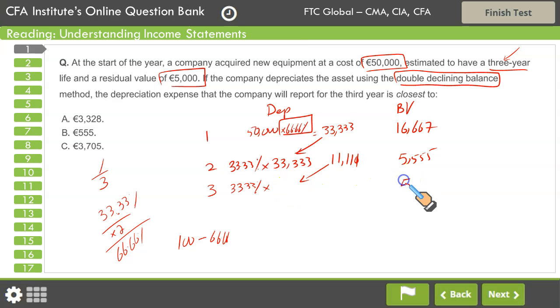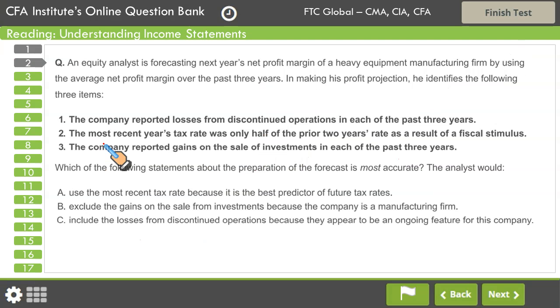I need to have 5,000 euros as my book value at the end of year 3, which means then the third year depreciation will be the difference between the book value at the end of year 2 and the book value that we want at the end of year 3. That is the residual value. So it means the depreciation to be charged will have to be a balancing figure, and this is 555, and that makes B to be your correct option. Right? We will do a couple of questions that will further make things easier for you.